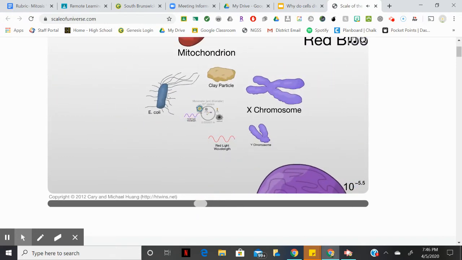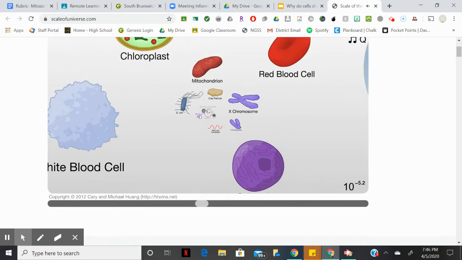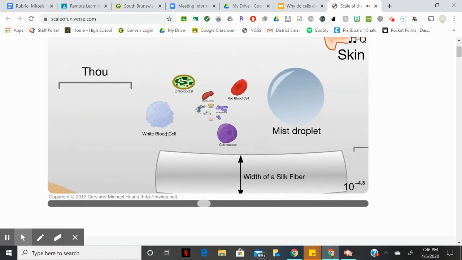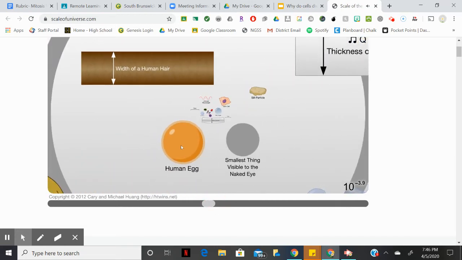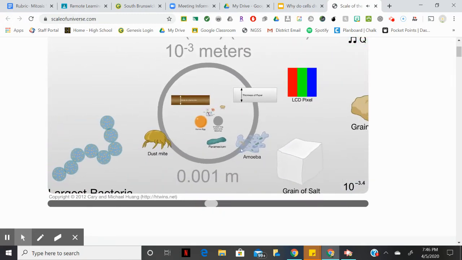Here is a single cell. This is a bacterial cell, very, very small, but still a single cell. There's a mitochondria. Mitochondria are actually larger than E. coli. Now we're at human cells. A white blood cell, red blood cell are about the size of a mist droplet. Skin cell. The human egg is the largest cell type. Those with really good eyesight can actually see it. It looks like a period typed on a paper in size 8 font. Dust mite, paramecium, amoeba. So amoeba are very large single-celled organisms. They're protists.